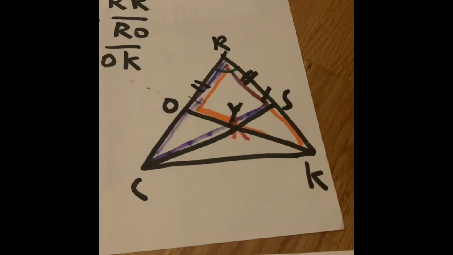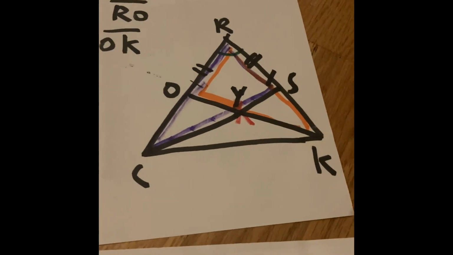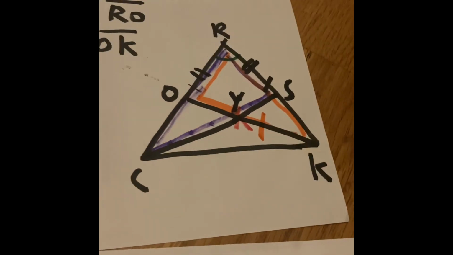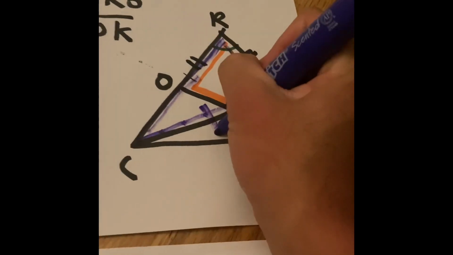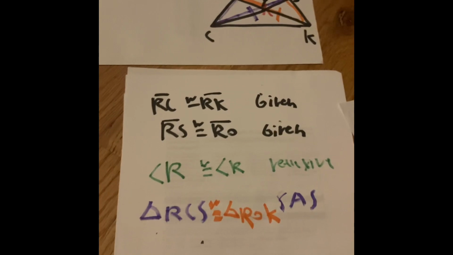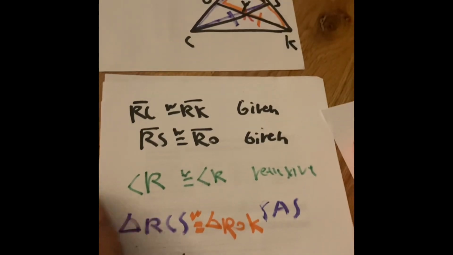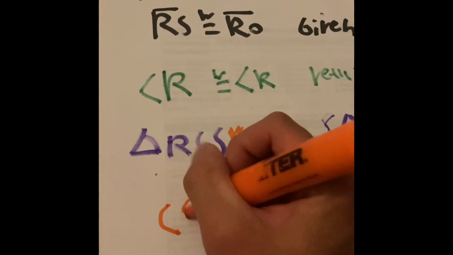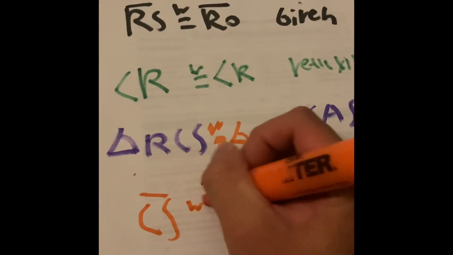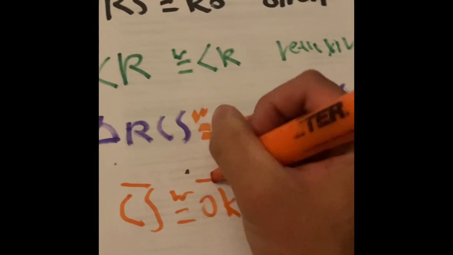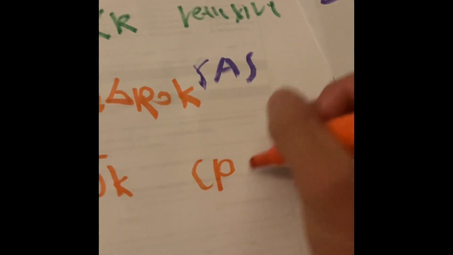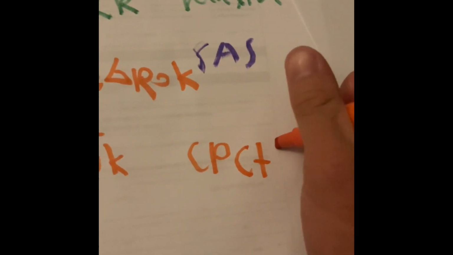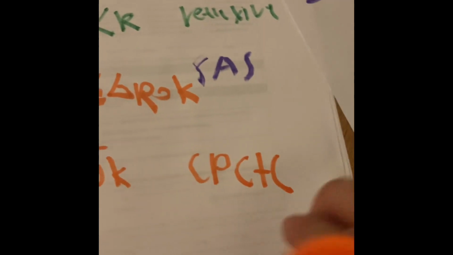The last thing we get to do now is, since OK is a segment for the orange triangle, and since CS is a segment for the purple triangle, and we've proven that those two triangles are both congruent, we can say we got our answer. Segment CS is congruent to segment OK because of corresponding parts of congruent triangles are congruent, CPCTC.